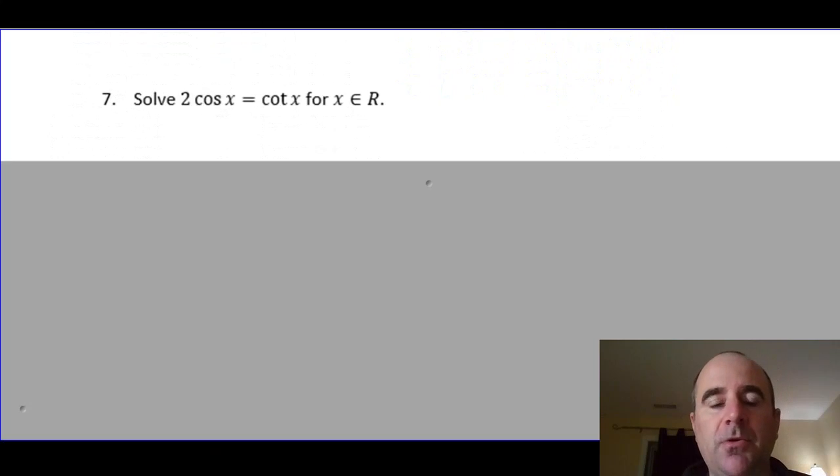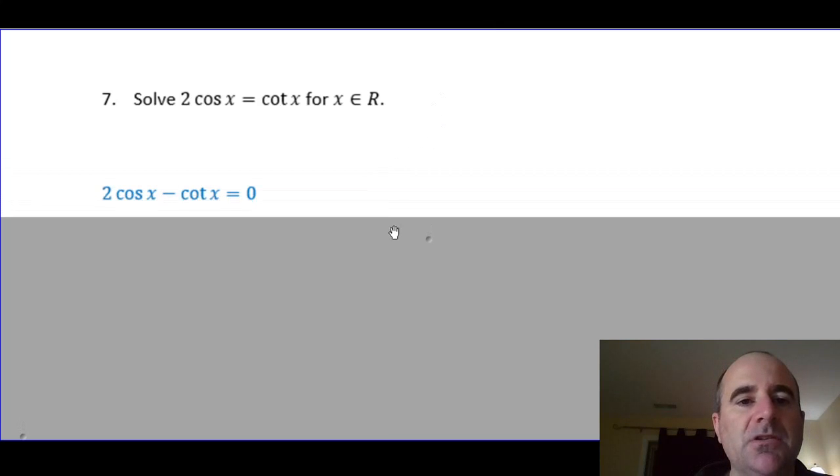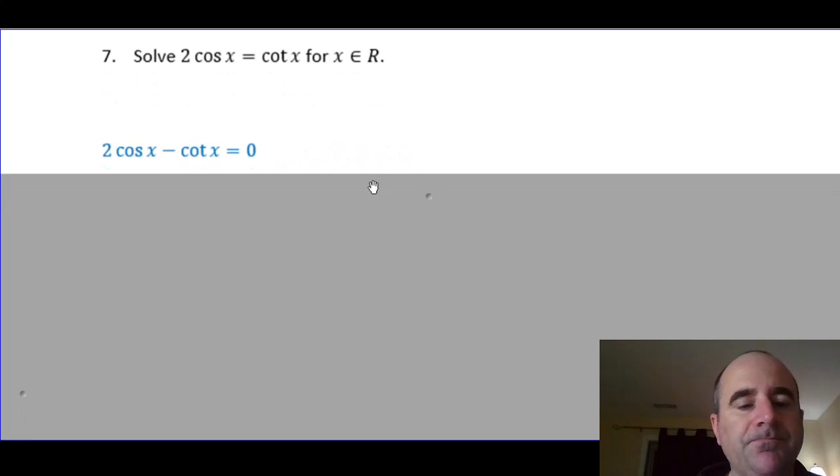Let's look at one more example. This example, like the last one, involves a bit of algebraic manipulation. And we're also solving this time again for x in the real numbers, so all possible values of x. Well, we're going to just start with some algebraic manipulation. Perhaps setting this to 0, like the last example, will work. So I bring the cotangent to the other side, make it negative. Now it's set to 0.